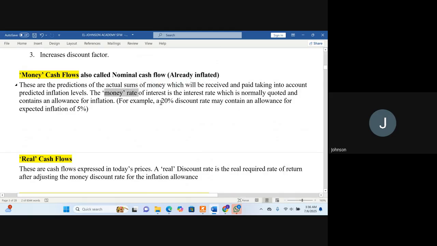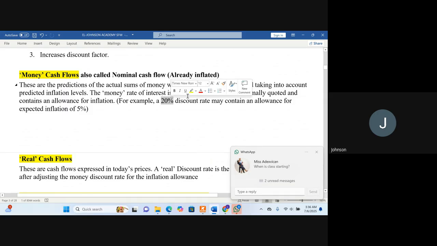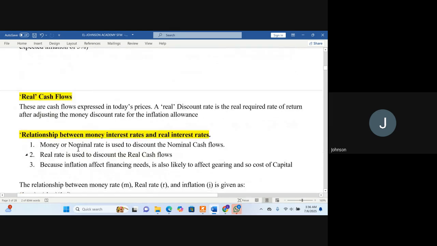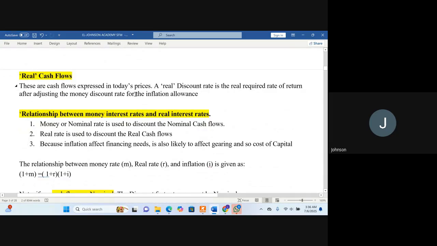So an example is this one. If they tell you that a 20% discount rate is used, you must know that they must have added inflation to it. And they tell you that this 20% is the money rate or the nominal interest rate, and that in the market, inflation is 5%. Just know that this 20% already contains 5% inflation. When you talk about a real discount factor, it's a discount factor that does not contain inflation.